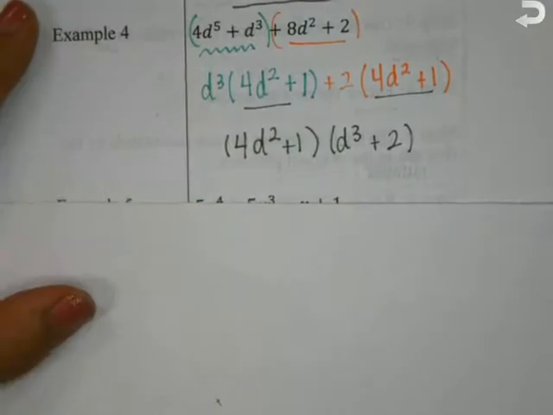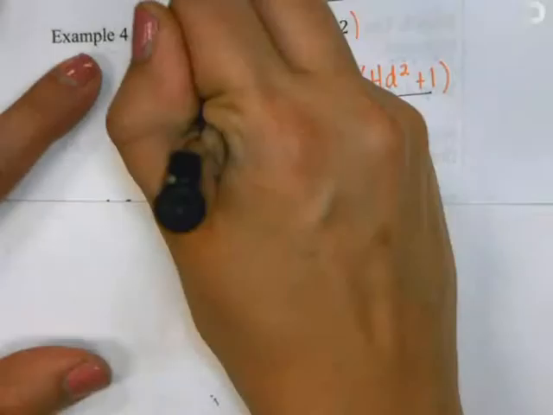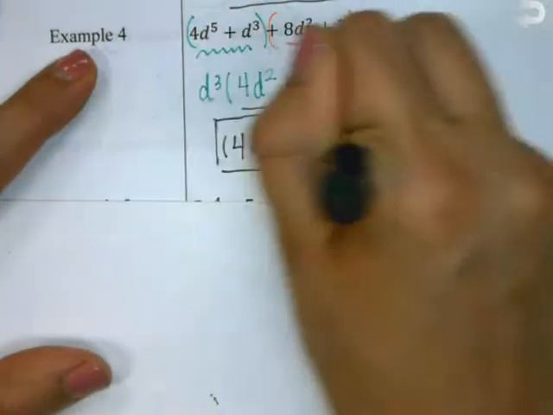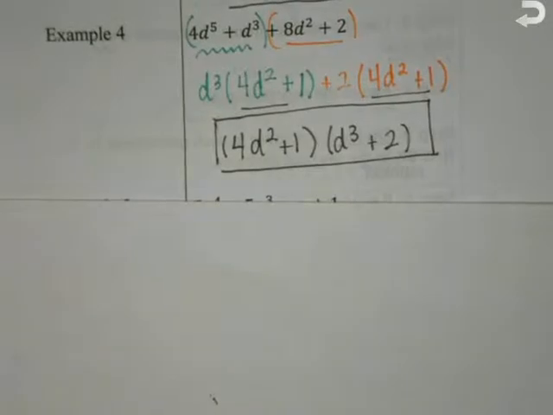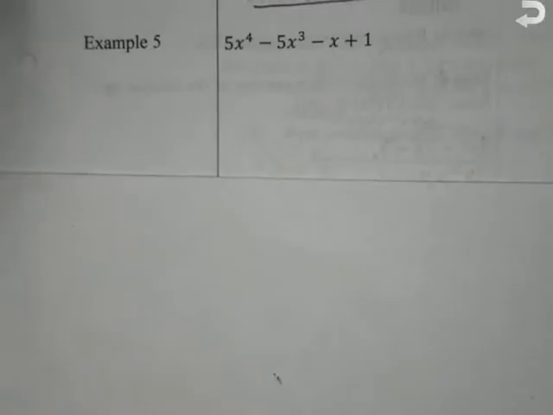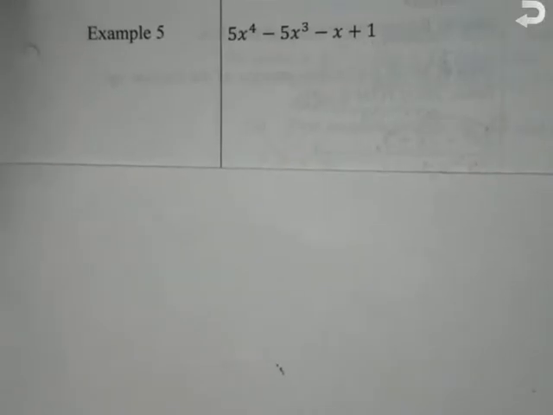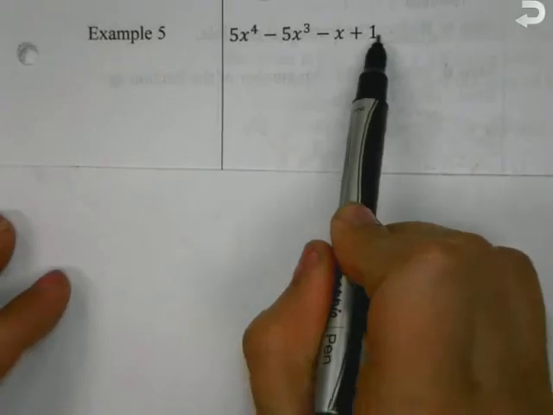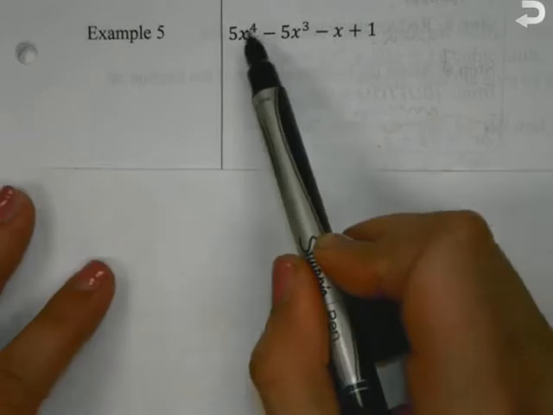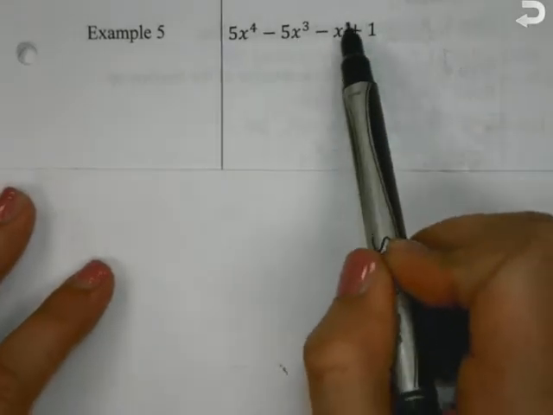So example 5. We have 5x to the 4th minus 5x to the 3rd minus x plus 1. So here I have 1, 2, 3, 4, so I know I'm going to use grouping. X to the 4th, x to the 3rd, x to the 1st, x to the 0. So everything's in descending order from biggest to smallest. So I'm going to group the first 2 together, and I'm going to group the last 2 together.